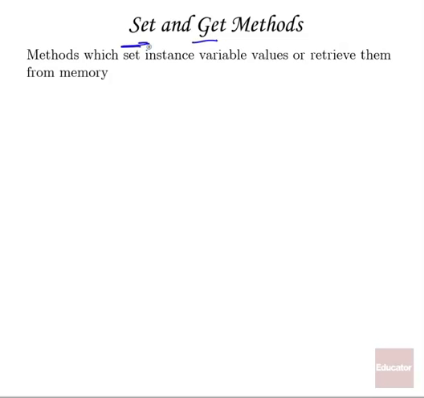Then when we want to retrieve those values, we use the get method. So we might say, set the amount value to 100, and then later on in the program we say, get that amount value so that we can see it, or so that we can multiply it, add to it, subtract from it, and so on.